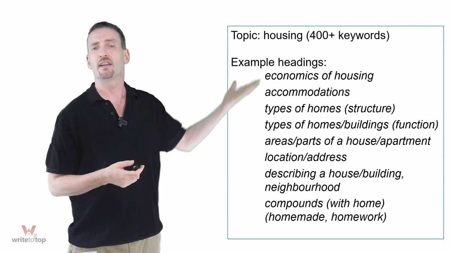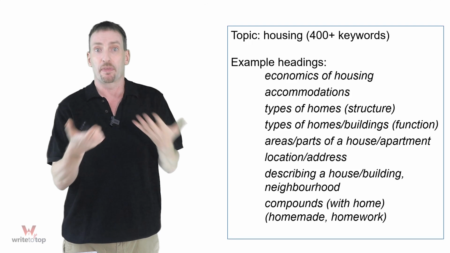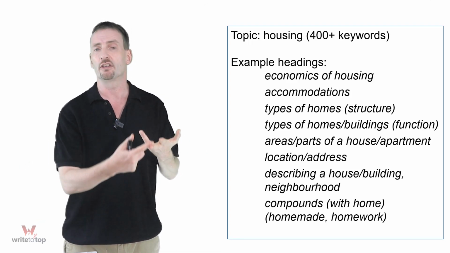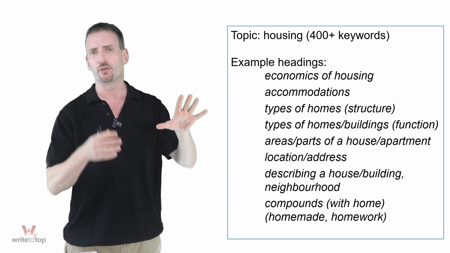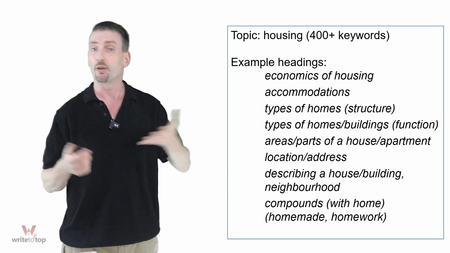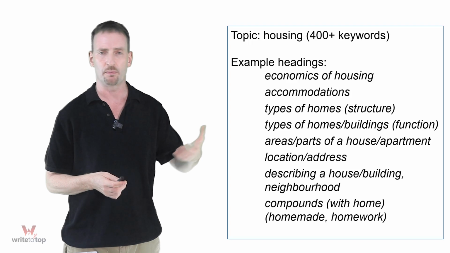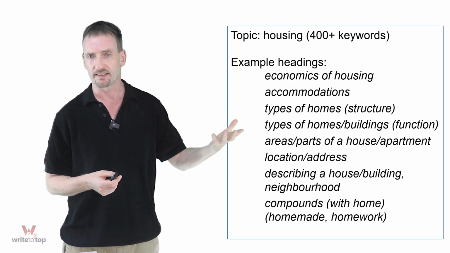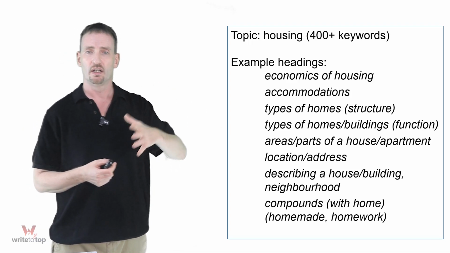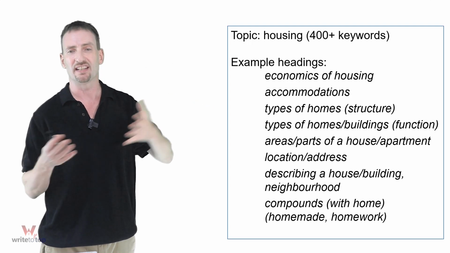For example, economics of housing. So there are a lot of words that deal with the money issues that come with housing. Mortgage, interest rate, security deposit, all the things that have to do with the money of having a house or an apartment or renting or buying, etc. Accommodations, different ways to talk about accommodations, dwellings, residence, etc. Types of homes, structure, function, describing a house, describing your house, describing a building, location, address.